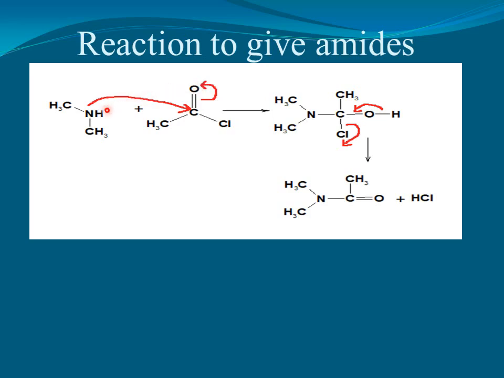Now in the second step, what is going to happen? This OH bond is going to break. This bond is going to shift between carbon and oxygen, making a double bond, and this chlorine is going to get released and attached to this hydrogen, giving you HCl. Now students, you can see this is R group, C double bond O, and this is a derivative of the amino group NH2. Instead we have N(CH3)2 because in the start we had taken a secondary amine. So this is the reaction of amine with acyl chloride to give you an amide.